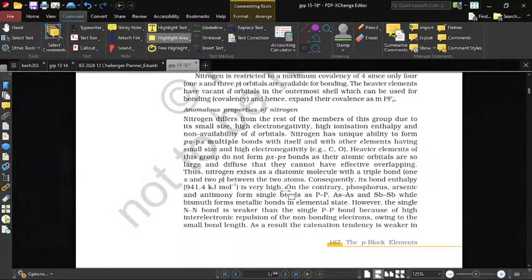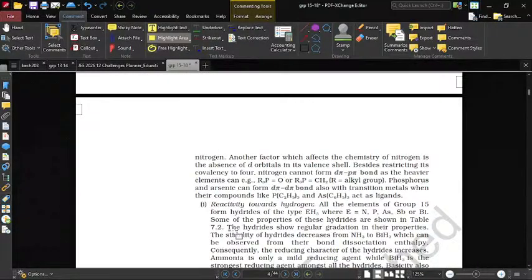On the contrary, phosphorus, arsenic, and antimony form single bonds as P-P, As-As, and Sb-Sb, while bismuth forms metallic bonds in the elemental state. However, the single nitrogen-nitrogen bond is weaker than the single phosphorus-phosphorus bond because of high inter-electronic repulsion of the non-bonding electrons, owing to small bond length. As a result, the catenation tendency is weaker in nitrogen.